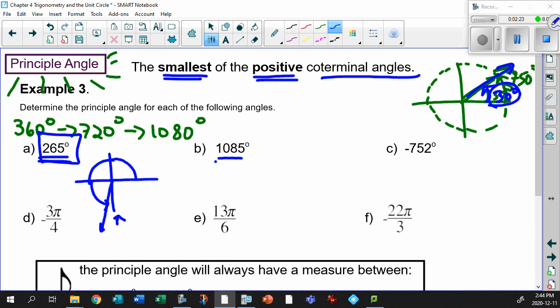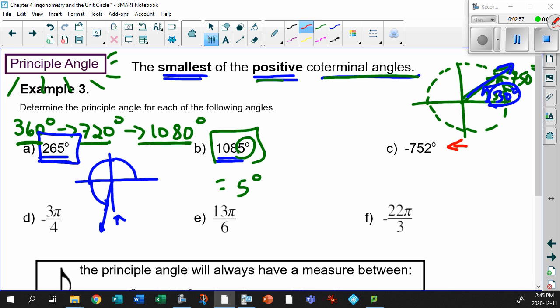But look at this one. This is 1085. This is where these multiples start coming into play, right here. 360, 720, look at that, 1080. Oh, what does that mean? I've gone over by 5 degrees. So guess what? 5 degrees is your smallest positive coterminal angle. That's your principal angle. So in other words, this has gone around once, twice, three times, plus an extra 5 degrees. That's it. Oh, that was easy. Okay, how about the next one then?